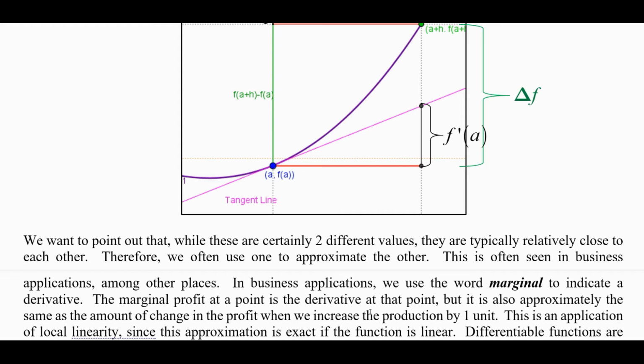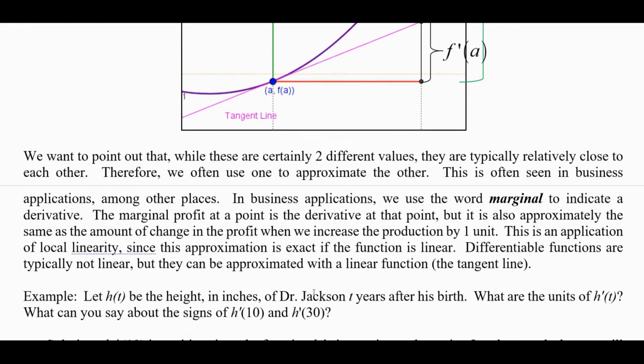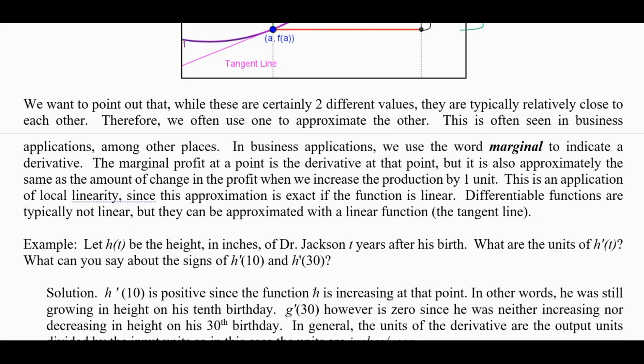And so we often use one to approximate the other. It's often seen in many applications, for example, in business applications, where you'll see the word marginal used to indicate a derivative. For example, the marginal profit at a point is the derivative at that point.